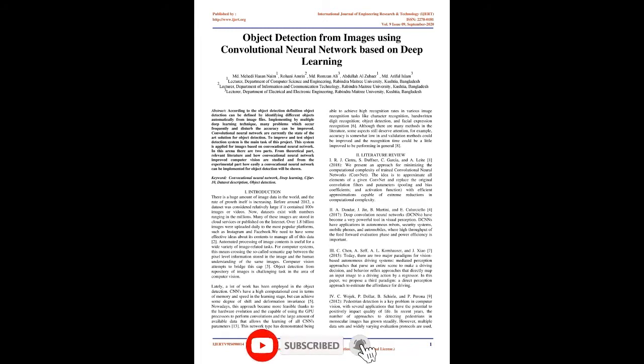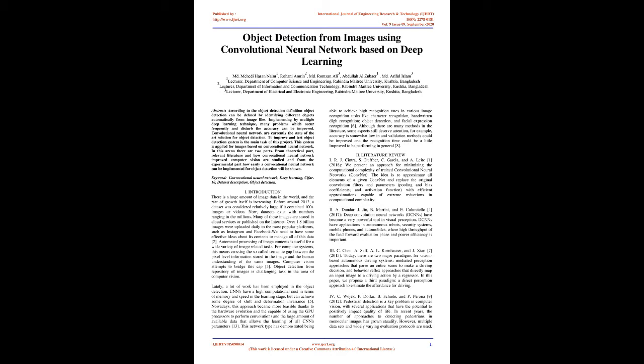Introduction. There is a huge amount of image data in the world, and the rate of growth itself is increasing. Before around 2012, a dataset was considered relatively large if it contained 100 plus images or videos. Now, datasets exist with numbers ranging in the millions. Many of these images are stored in cloud services or published on the internet. Over 1.8 billion images were uploaded daily to the most popular platforms, such as Instagram and Facebook.